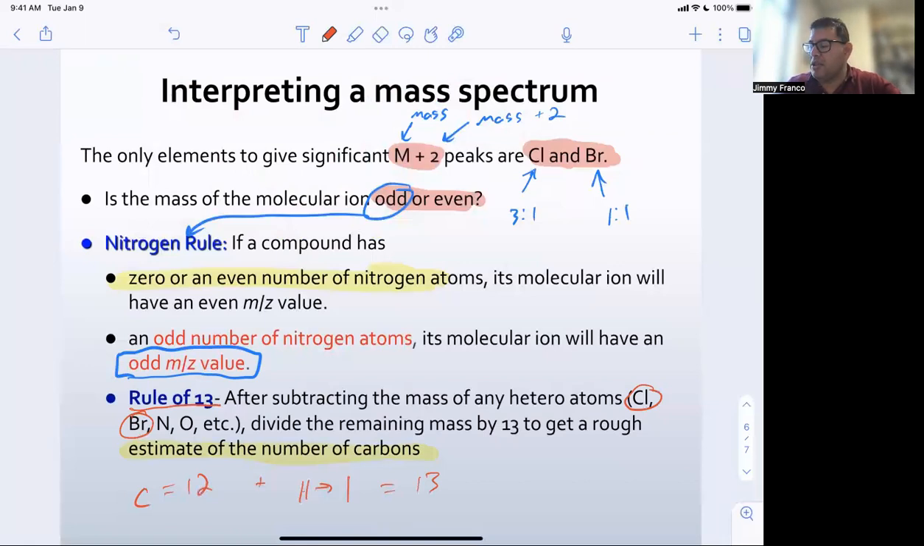All right. So a couple things about this. Remember, your mass is over the mass over charge, right? So it's the mass over charge. And then look for those isotope patterns, right? Your chlorines, your bromines.